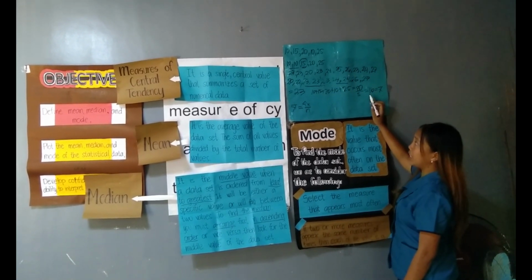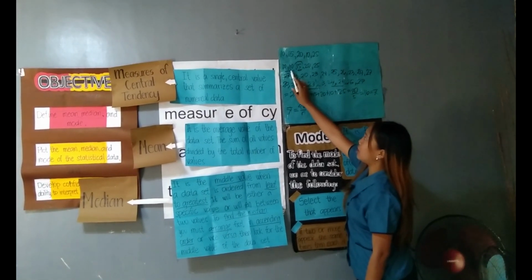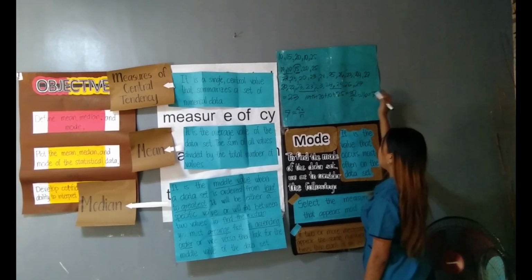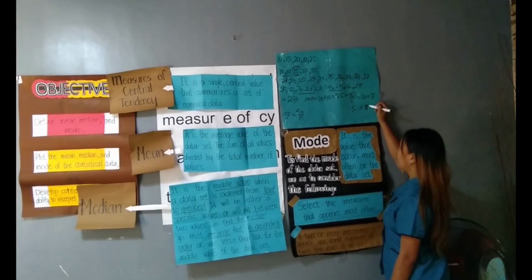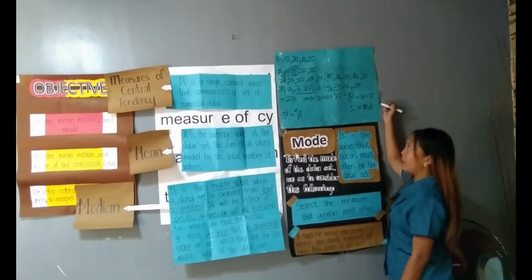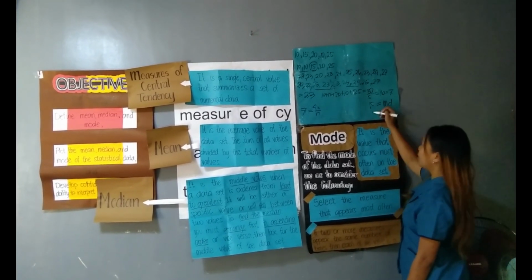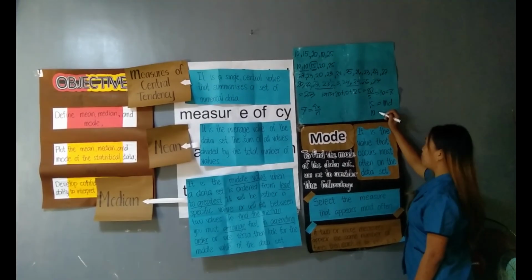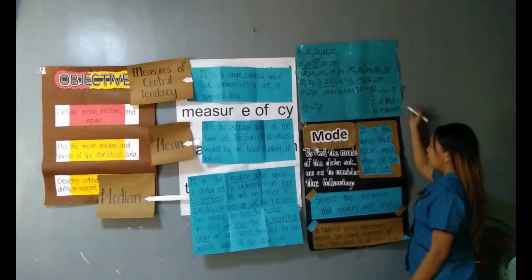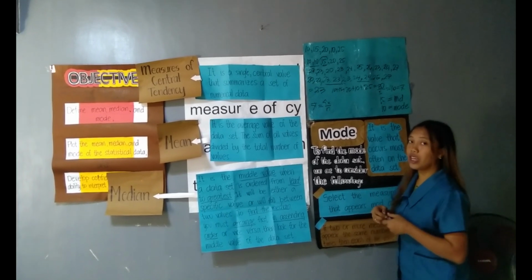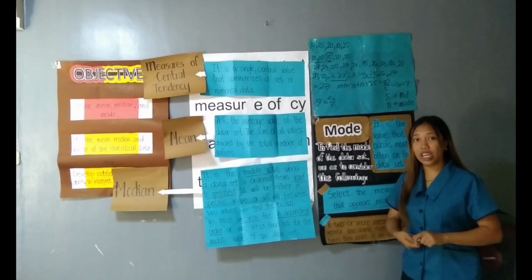And for our median, we arrange it into ascending order. So our median here is 15, which is denoted for MD, for median. And for our mode, we have 10, which occurs 2 times for our mode. So, that is how you get the mean, median, and mode. And now, let's have our application.